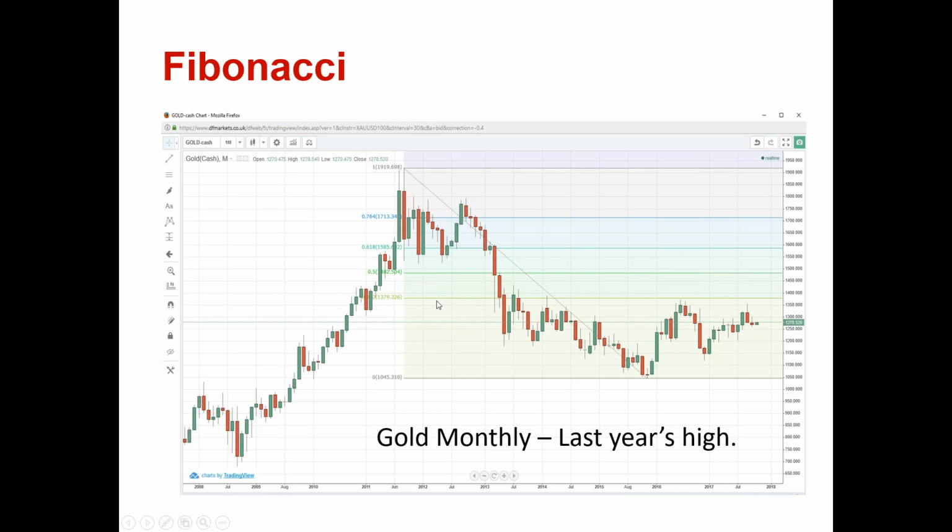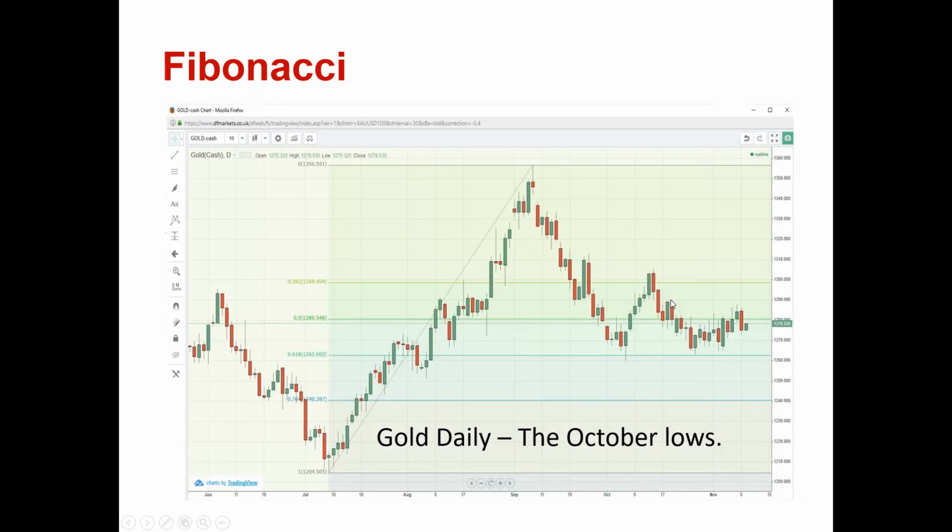So that's the monthly chart, and that was the reason why we were, if you like, always wary of 1380 as a level. If we go down a time frame, down a couple of time frames actually, to the daily chart, we can look at this year.